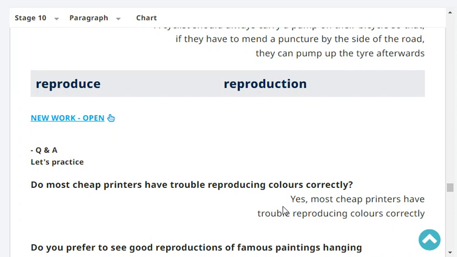Okay, do most cheap printers have trouble reproducing colors correctly? Yes. Yes, most cheap printers have trouble.